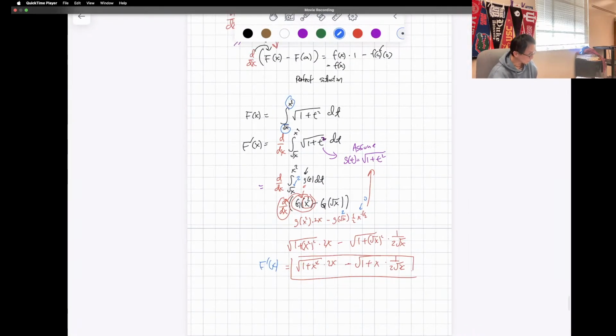Boundary is a variable. They'll ask for the derivative? Yeah, they usually ask you to do it.